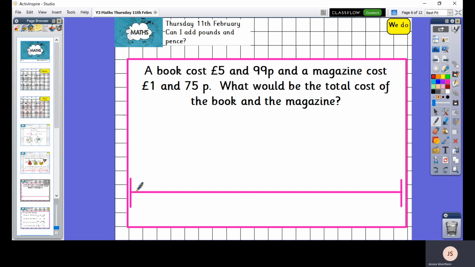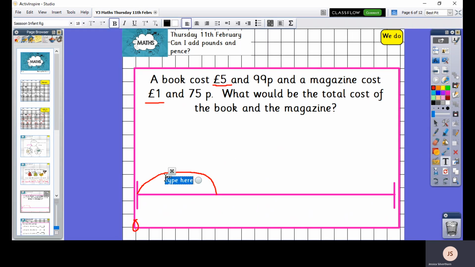Okay, let's give it a go. So straight away, I'm starting with 0 because I want to know what my total cost is. So I'm going to look at the pounds first. I've got £5 and I've got £1. So let's do the whole pounds first. So a big jump here of £5. So 0 plus £5. There we go. It's going to give me £5.